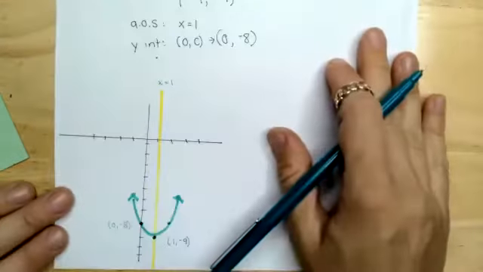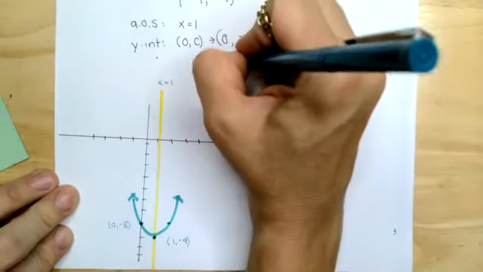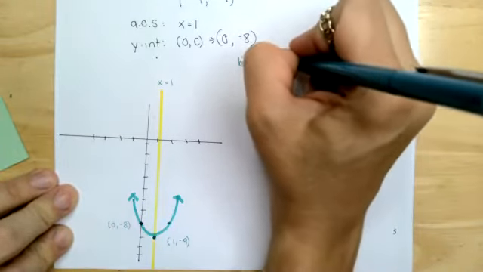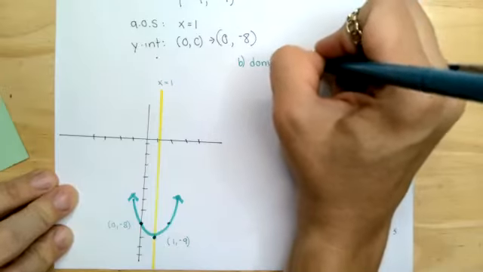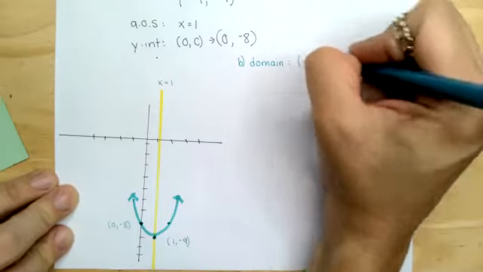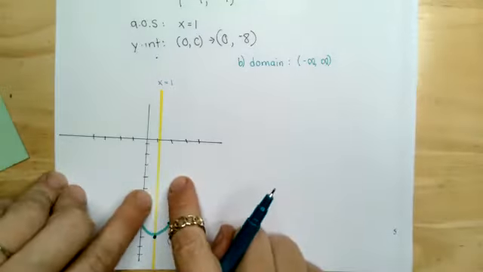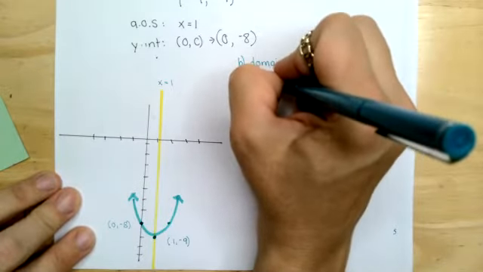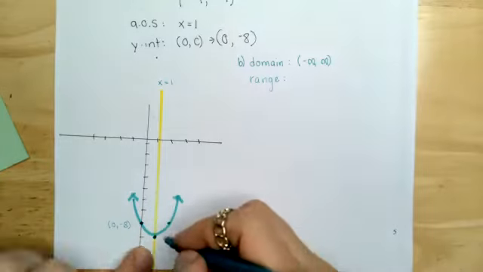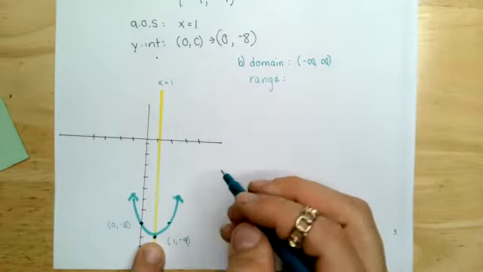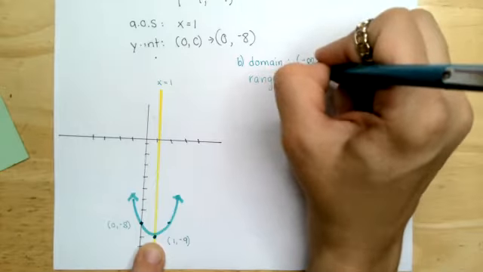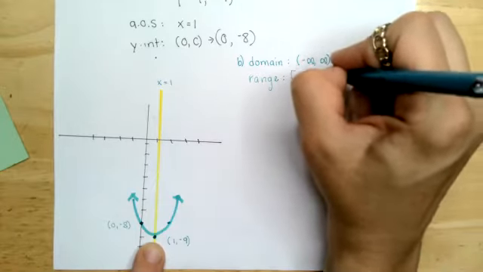Well, we can kind of be looking at the graph. Okay. The domain is -infinity to positive infinity, right? Because it's going forever. Range, it's opening up. So the lowest it gets on the y-axis is -9. But it goes on forever.